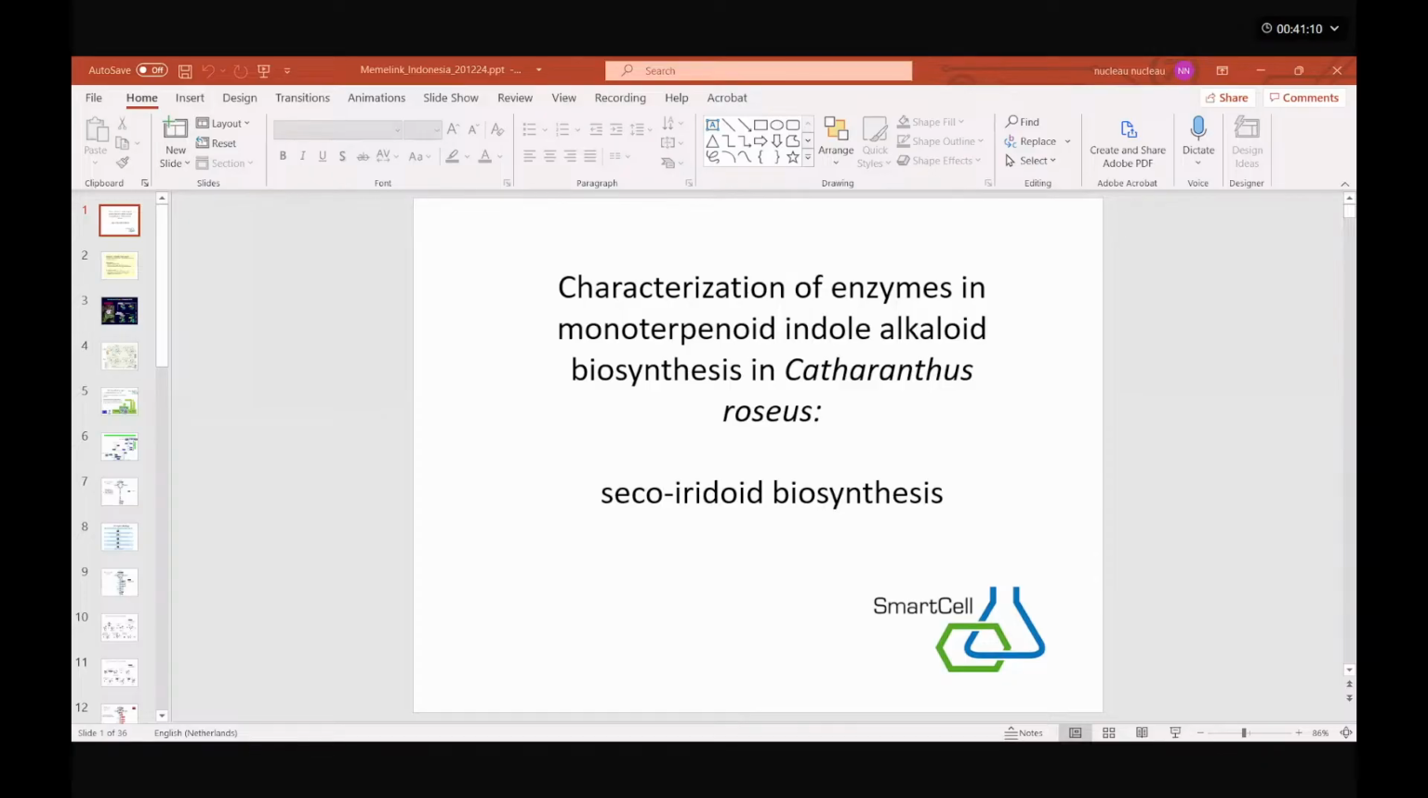Okay, so these monoterpenoid indole alkaloids are found in a rather large group of plant species. An important species is this Catharanthus roseus. The former name is Vinca rosea, so it has been renamed a couple of decades ago.